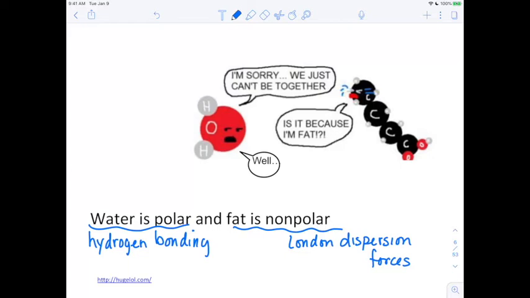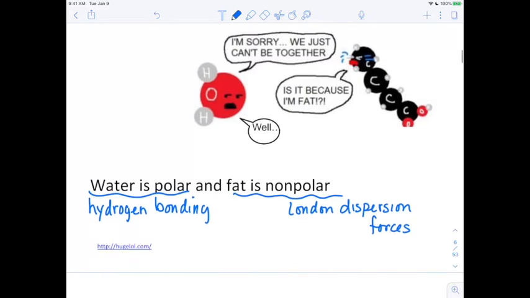All right. So water has hydrogen bonding. It is extremely attracted to other waters because of those electrostatic attractions, because of the positives and negatives. So when a fat gets in the way, it's very sad, but water really does kind of push that fat out of the way because it is trying to find other molecules that can hydrogen bond with it. So poor fat gets shoved out of the way.